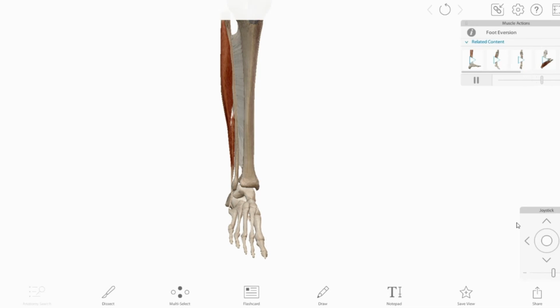When you say foot eversion, the rotation of your foot is to the medial side. So the dorsal portion will rotate in such a way that it will face the medial side, while the plantar portion of the foot will face the lateral side. So that is your foot eversion.